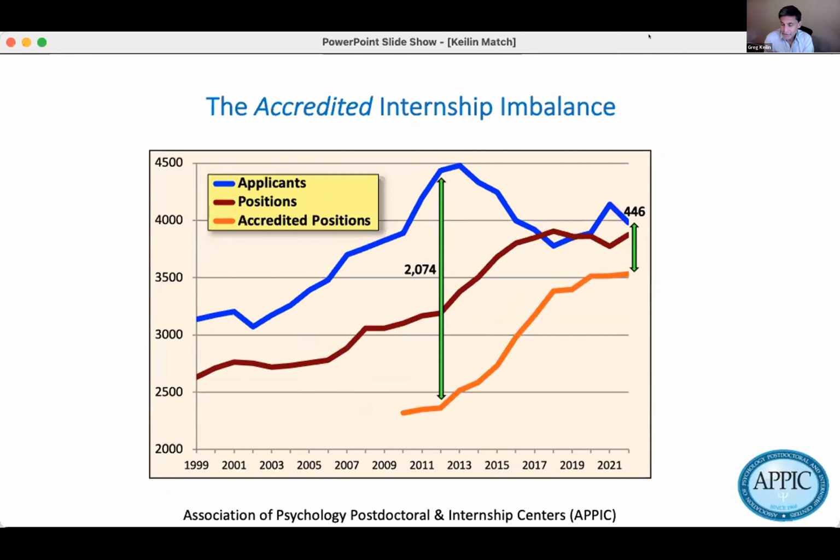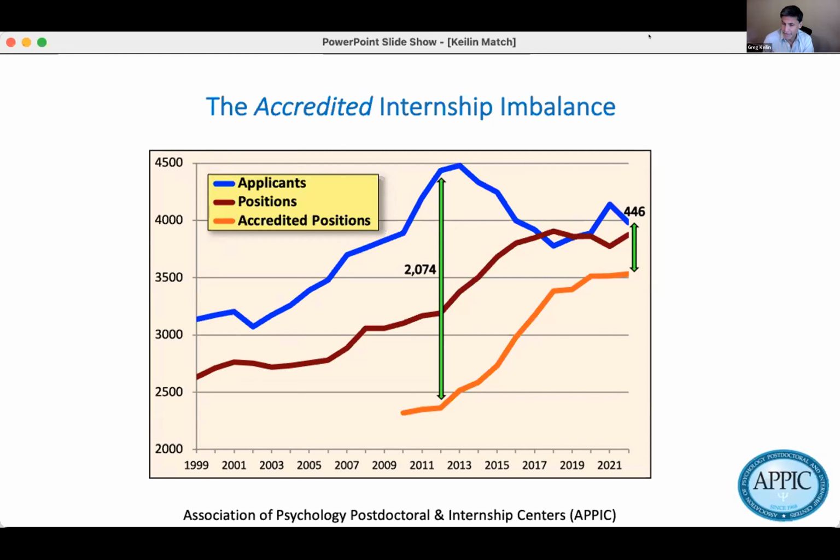I want to show you essentially the same graph, but I've added an orange line, and the orange line reflects the number of accredited positions as opposed to all positions, which is the red line. As you can see, the gap between accredited positions and the number of applicants was even worse in 2012. In other words, there was only an accredited position for about half of all applicants. And as you can see, we've made substantial progress with that.